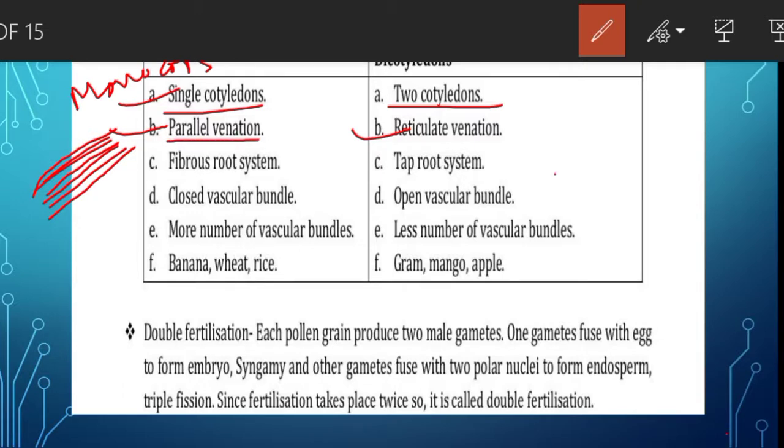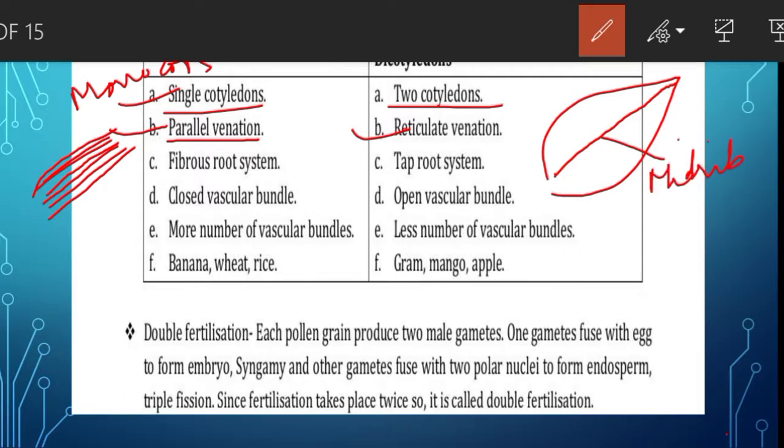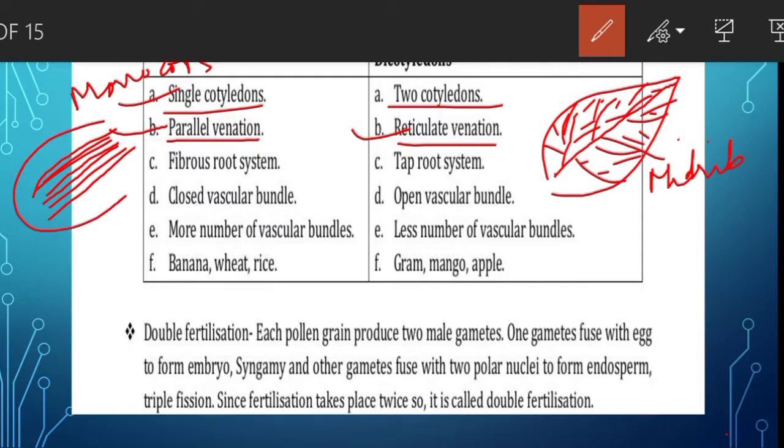And in reticulate venation, what happens? Suppose this is a leaf and this is the midrib. From the midrib, fine veins will arise, and from the fine veins, small veinlets will arise, which will result in formation of a network-like structure. Okay, this is called reticulate venation. So in monocots, parallel venation is observed, and in dicots, it is reticulate venation.